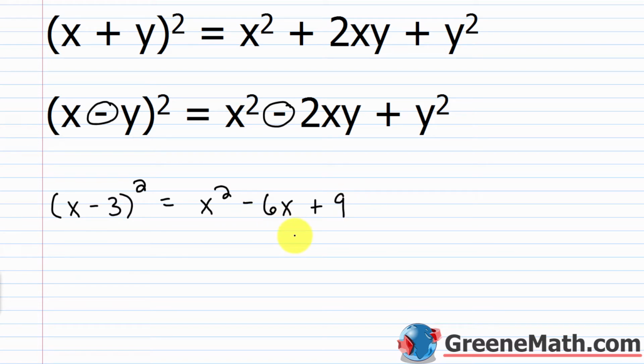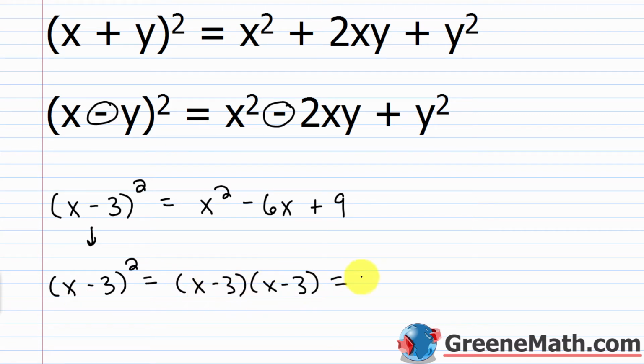Now, again, I could expand this and show you kind of the slow way that I got the correct answer. This is x minus 3 times x minus 3. So I get x squared, right, my first terms. And then x times negative 3 is negative 3x. Then negative 3 times x is negative 3x. And then negative 3 times negative 3 is plus 9. If I combine like terms here, negative 3x minus 3x is negative 6x. So I get x squared minus 6x plus 9.